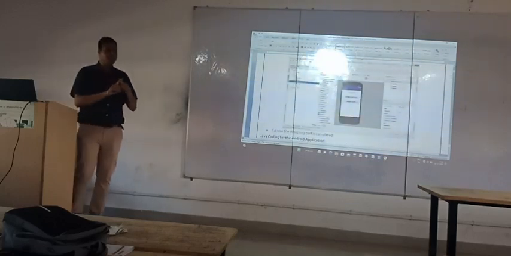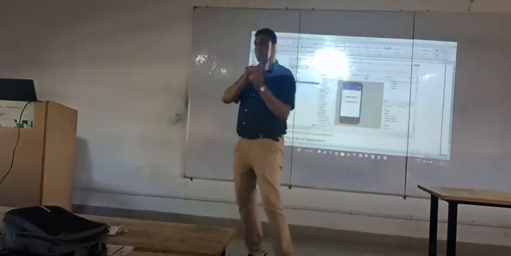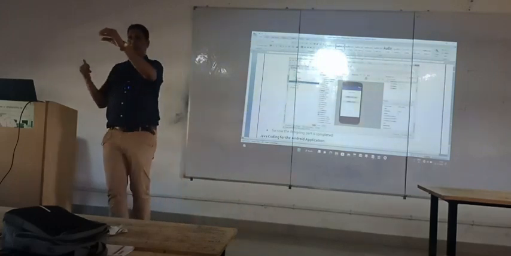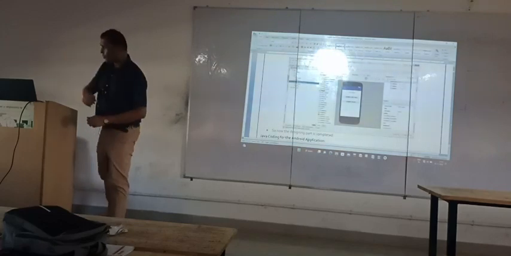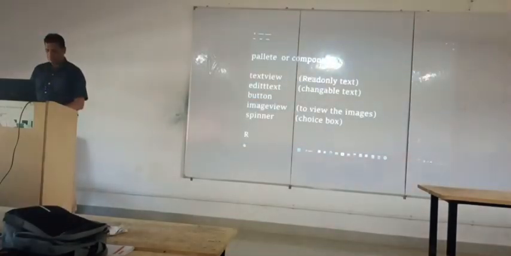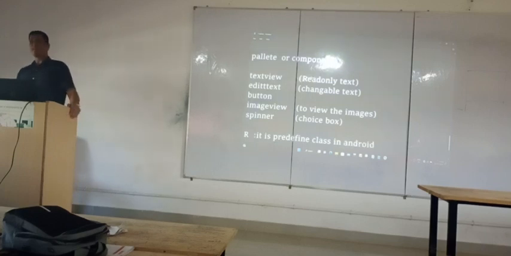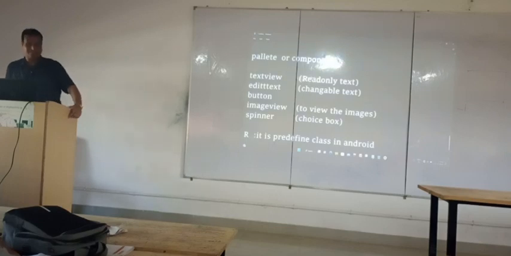Now they all are defined in the XML file, but I want to use them in Java. Designing is in the XML file and logic is in Java. So there should be a link or not? Yes. So here we have a class called R class. It is a predefined class in Android. What is the name of the class? R class, which is the predefined class in Android. It has all the IDs.